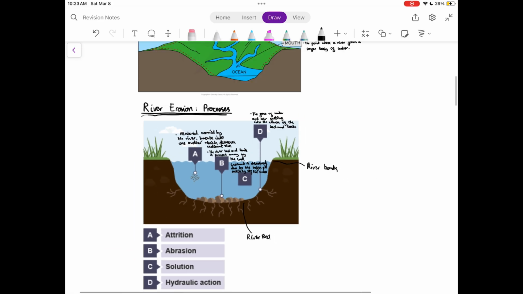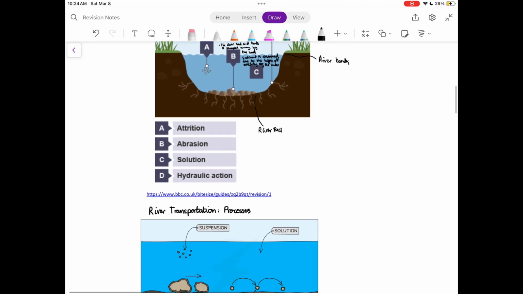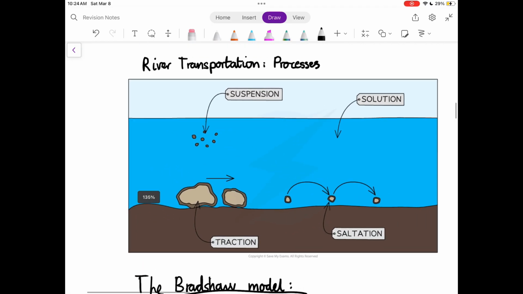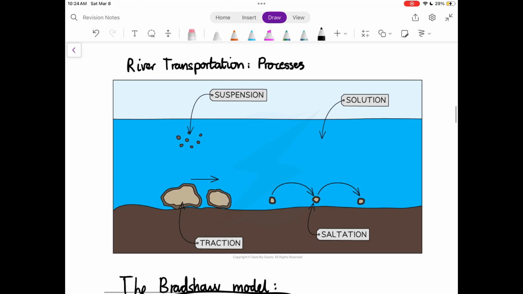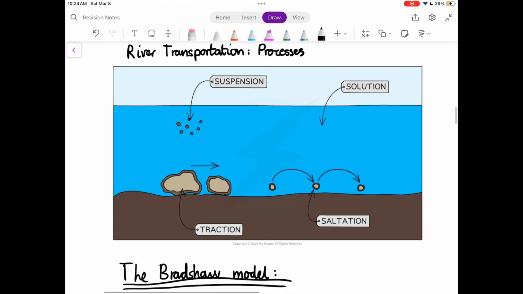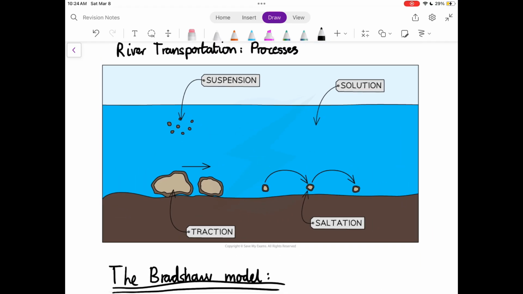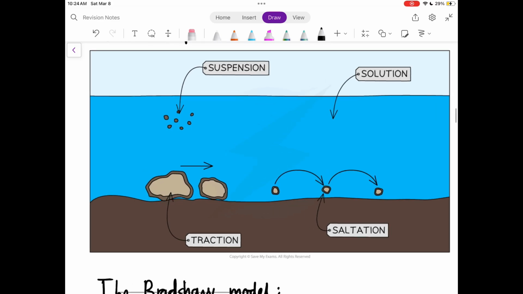Okay, so that's for river erosion, and now you need to know the river transportation processes as well. So the first one is suspension, and this is when light material is suspended within the water. So light material is held in the water and transported.